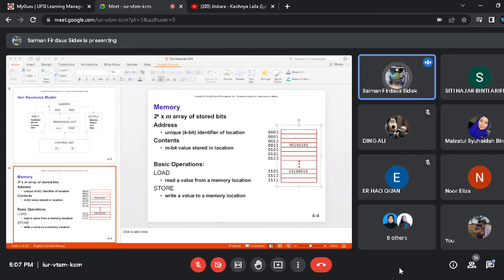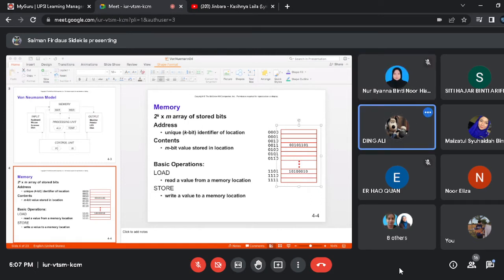Okay. If you use sending, it means loading. Loading is from memory to CPU. Send the data from memory to CPU, or keep the data from CPU to the memory. You got that, Ding Ali? Keep means store. The use of memory is to keep the data. The use of CPU is to process the data.